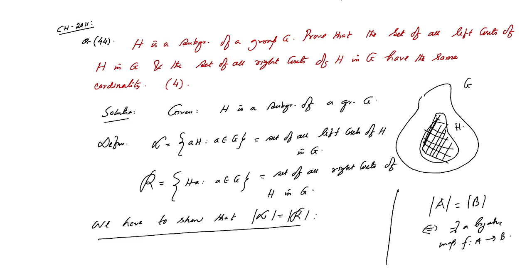So we consider the map. Consider a map f from L to R by f of aH equals Ha inverse. What is a? a is an element of G. We just define the map in that way.